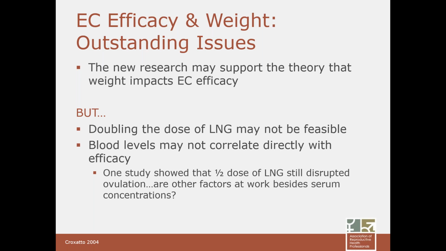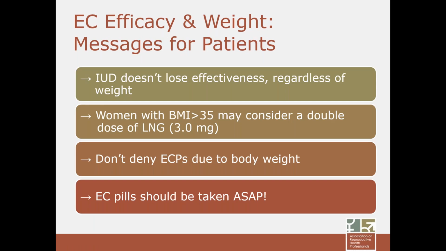And that's illustrated by a study that showed that a half dose of levonorgestrel, 75 milligrams, also was effective in disrupting ovulation. And it was as effective as the standard dose. So there's a lot more to come here. But keep in mind, as you talk to women, if they do ask, this is the data that we have.